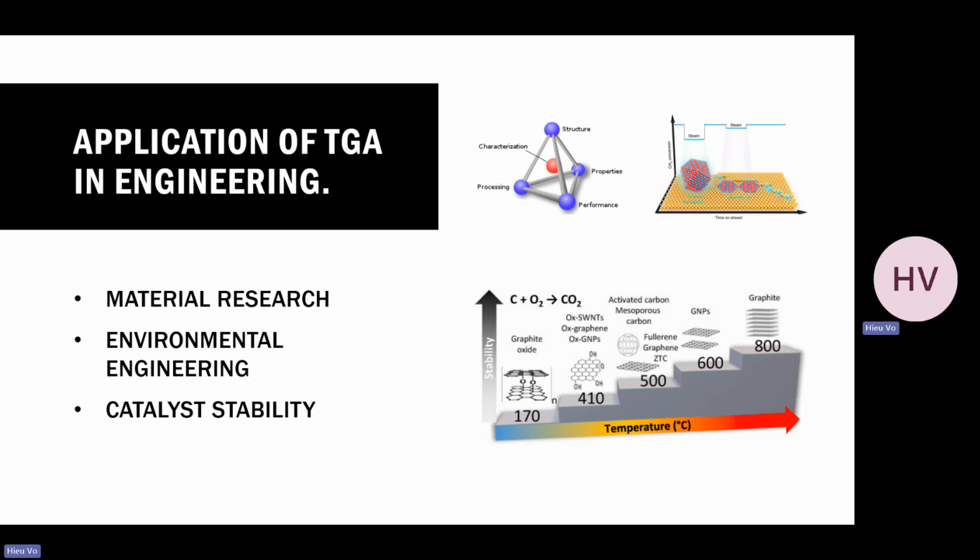Second, material research. It helps us investigate the thermal degradation properties of materials to inform the design of thermally stable materials. Lastly, environmental engineering. TGA helps us analyze the thermal degradation of waste material to optimize the recycling process.